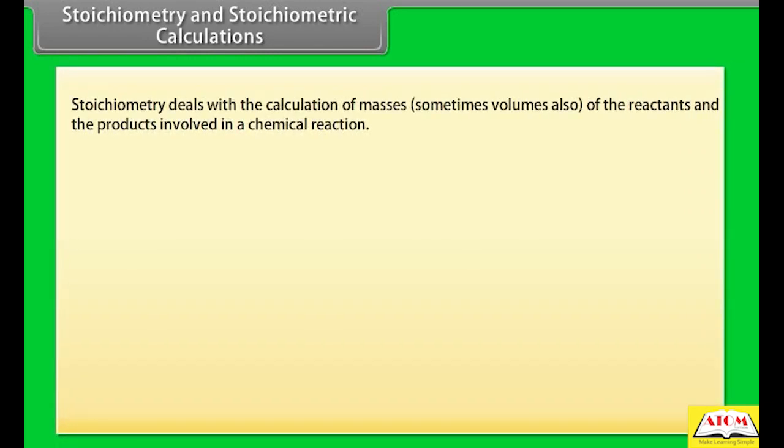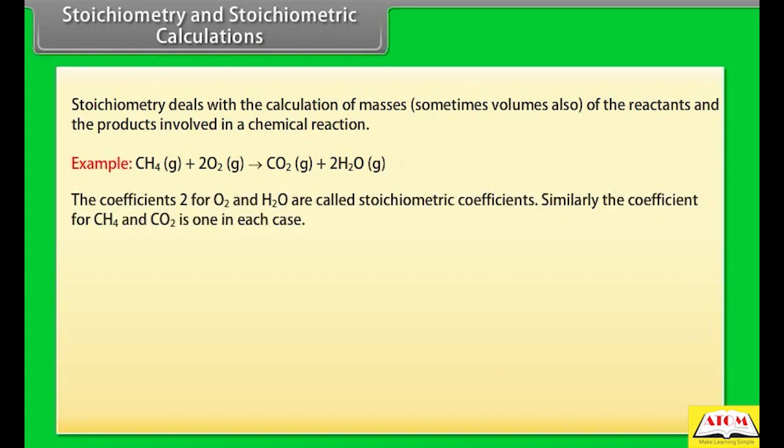Stoichiometry and stoichiometric calculations. Stoichiometry deals with the calculation of masses, sometimes volumes also, of the reactants and the products involved in a chemical reaction. Example, CH4 plus 2O2 gives CO2 plus 2H2O. The coefficients 2 for O2 and H2O are called stoichiometric coefficients. Similarly, the coefficient for CH4 and CO2 is 1 in each case.